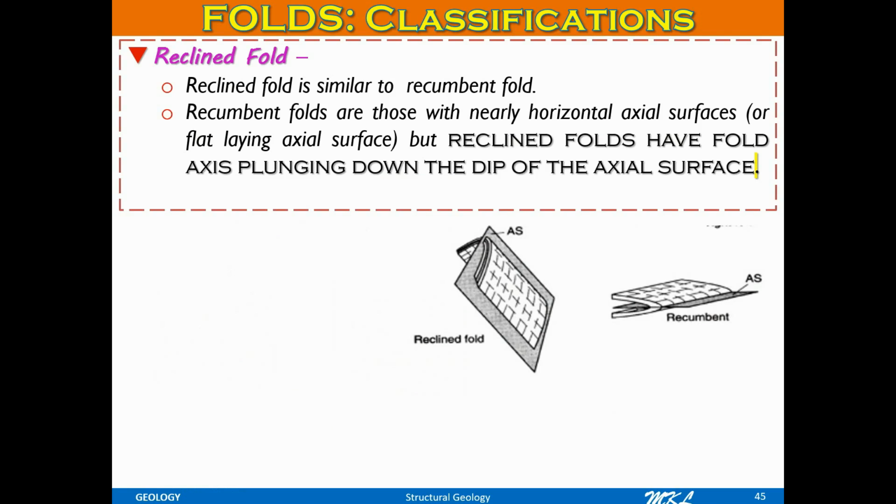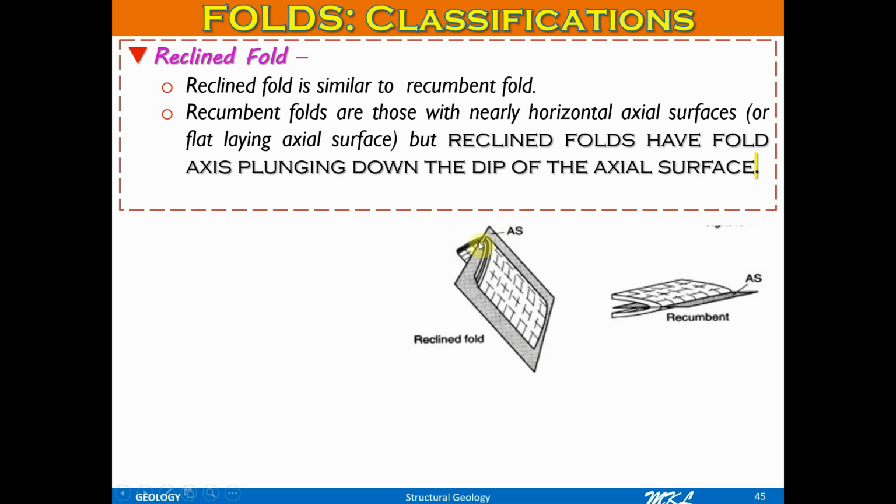Now most important part of this classification is the reclined fold. So reclined folds are almost similar to the recumbent fold. But what is a recumbent fold? If you recall, the recumbent folds are those which have nearly horizontal axial surfaces like this. If the axial surface is horizontal, then it will be called a recumbent fold. But in case of reclined fold, remember this very carefully because I will ask you about this later. I'll be presenting some photographs and I'll ask you, so be ready with that.